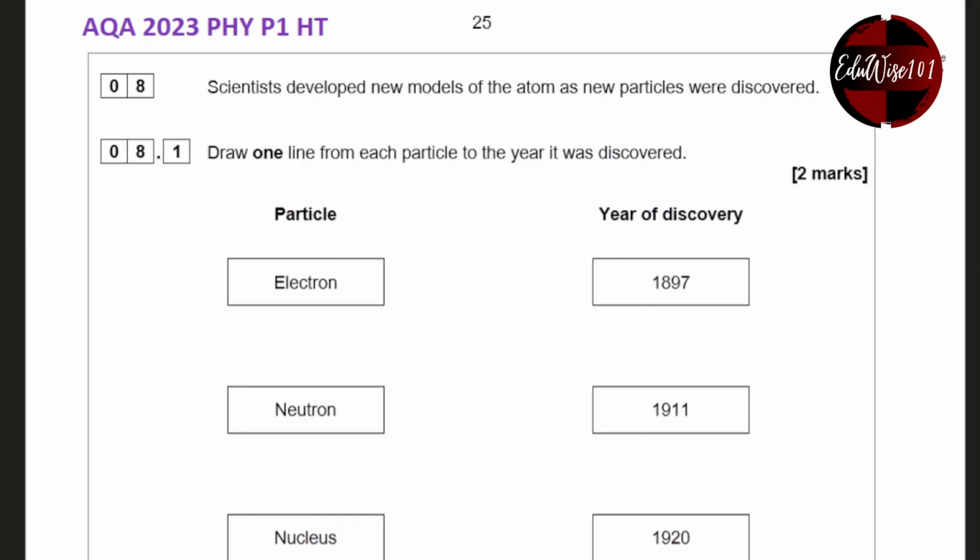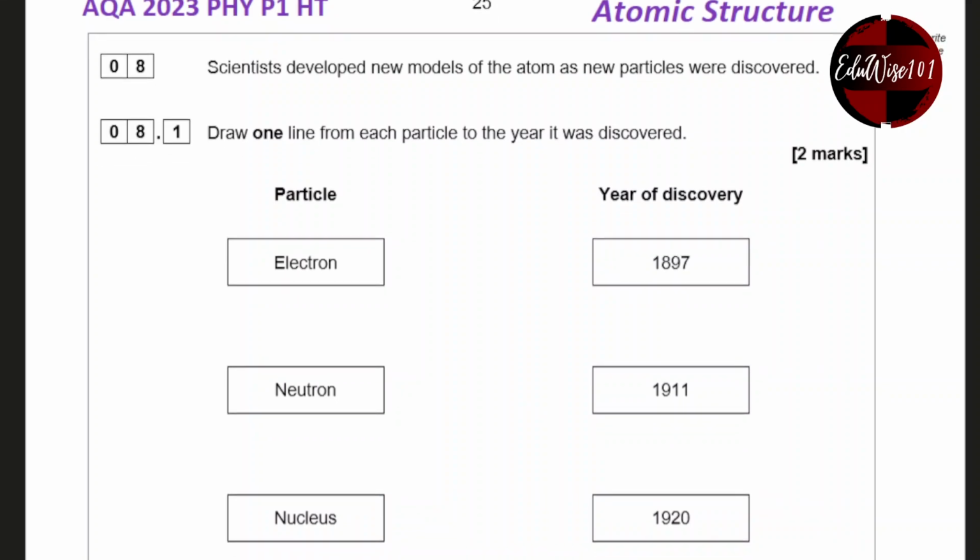In this video, I'm going to go through the AQA Physics Paper 1 higher tier from 2023. Question number 8 is on the topic of atomic structure. Scientists developed new models of the atom as new particles were discovered. Draw one line from each particle to the year it was discovered.